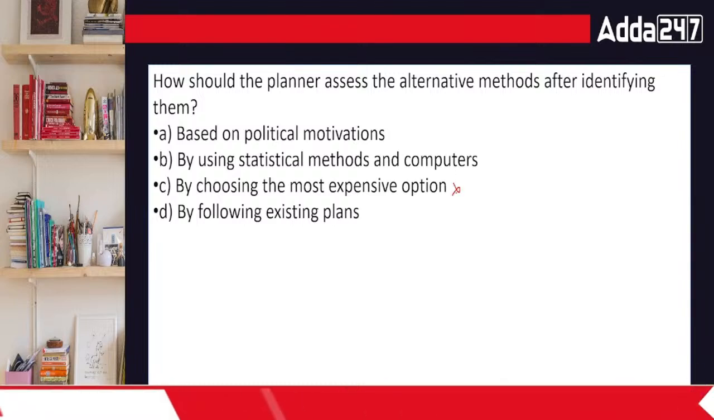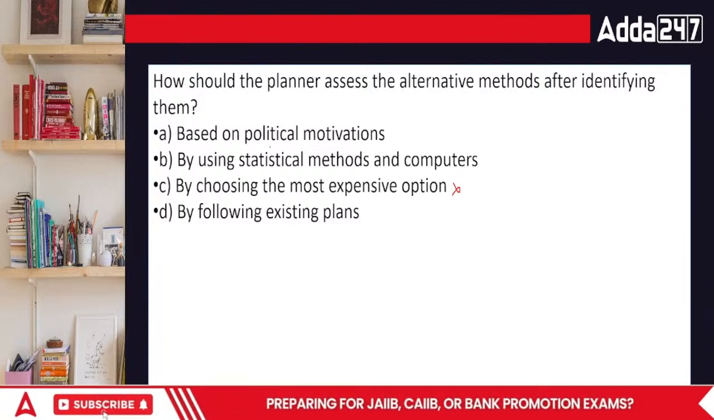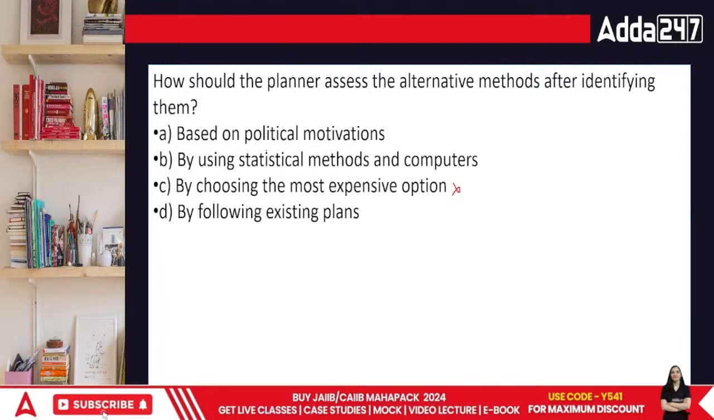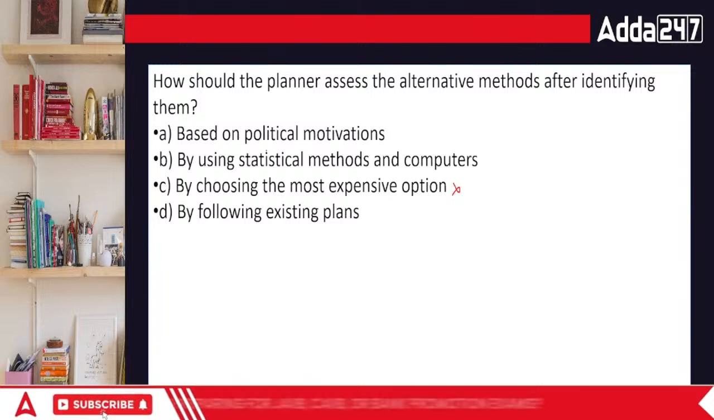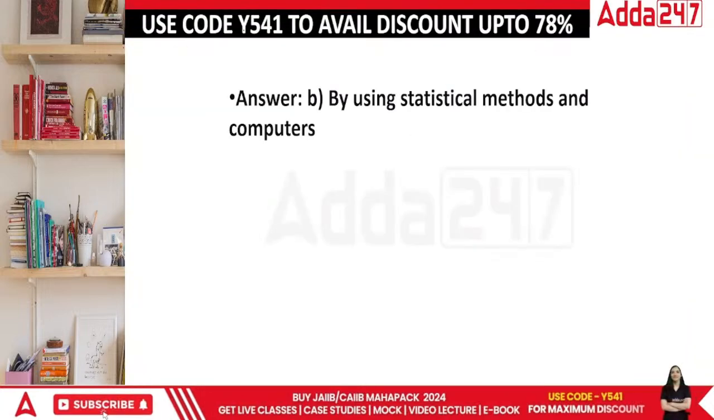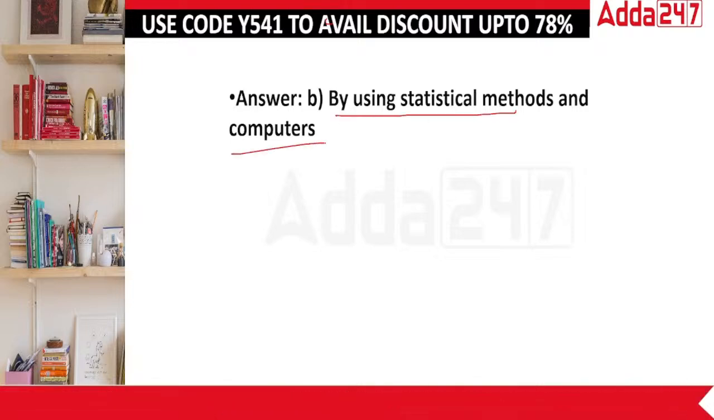Now the point is, political motivation will never be the point which will be helping in achieving the goals, right? BJP and Congress scenarios will never affect a normal business in normal circumstances. Ultimately, it will affect only when they are looking at the forward views. So there's one point, that is by using your statistical methods and your computers.